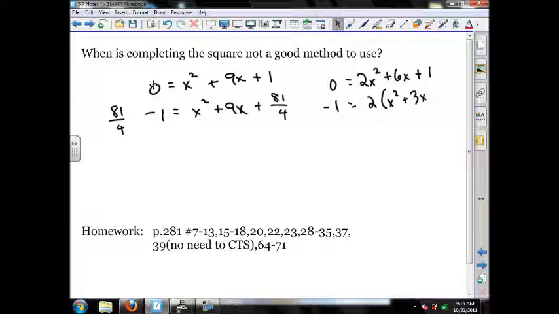Completing the square is important, though, because what we do in Chapter 10 when we get there, you're going to need to know how to do this in order to do what we're doing in Chapter 10. So it's still a good lesson to take a look at. All right. Homework's right up there. 39, it says no need to CTS. What does CTS stand for? Complete the square. No need to complete the square on that one.